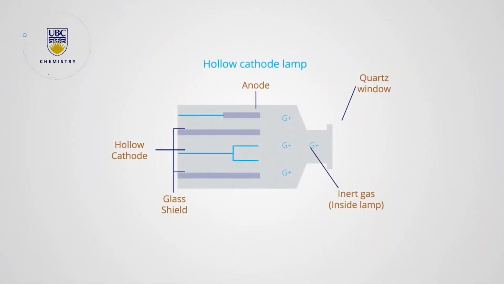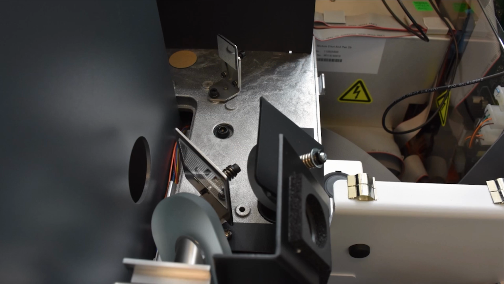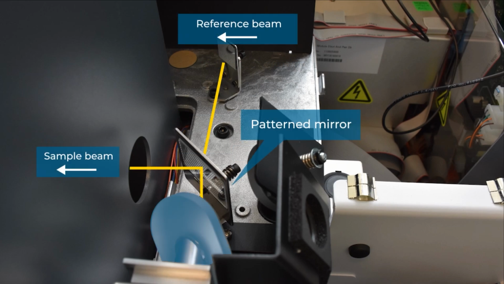When a voltage is applied to the HCL, the inert gas inside is ionized. These ions are accelerated into the metal cathode, sputtering atoms of metal from the cathode. The sputtered atoms collide with atoms of the inert gas, leading to excitation. The excited metal atoms emit photons as they return to the ground electronic state. The photons pass through a quartz window and are reflected by a mirror before arriving at the patterned mirror. The patterned mirror separates the light from the hollow cathode lamp into two beams, the reference and sample beams.